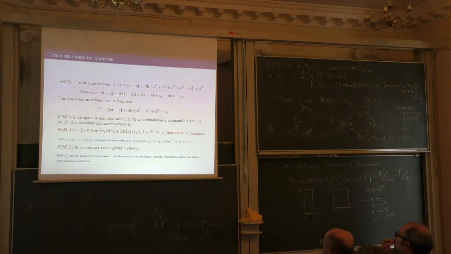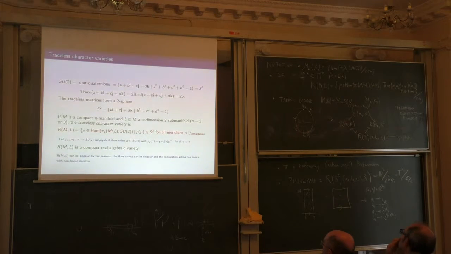And now, here's the main object, the main definition for this talk. If I have a compact n-manifold and a codimension 2 submanifold, then I want to look at the homomorphisms from the complement of the link into SU2 that take every meridian, that is to say, any loop which goes near the link and then goes once around and comes back, into this particular conjugacy class. Being trace zero is a conjugacy invariant condition. So this is the subset of all homomorphisms that satisfy this extra condition. And then we mod out by conjugation: two homomorphisms are equal if one is g rho g inverse times the other.